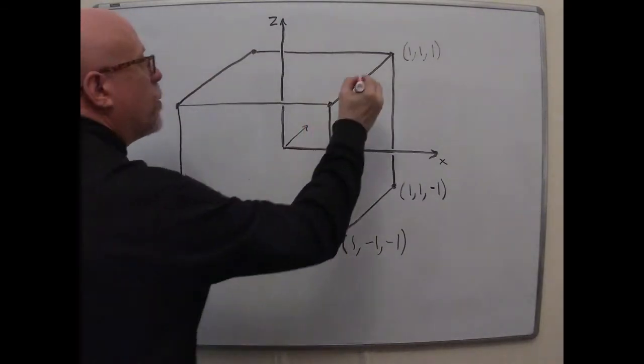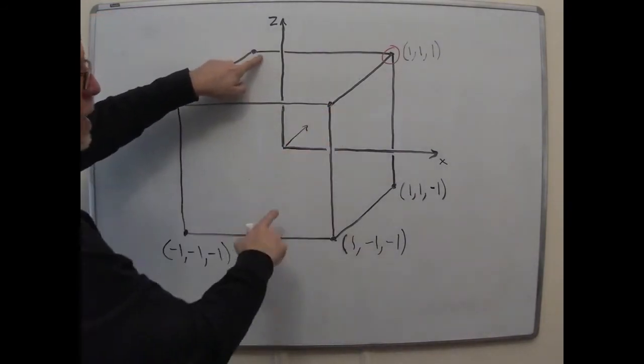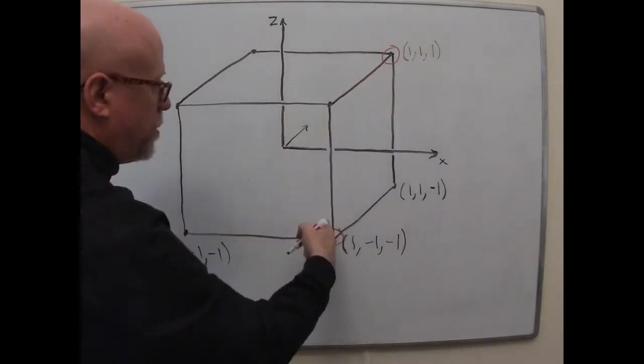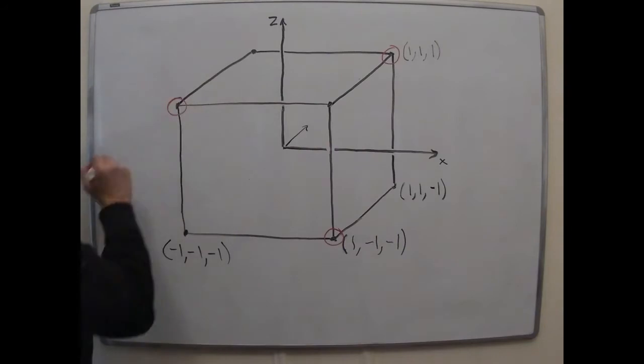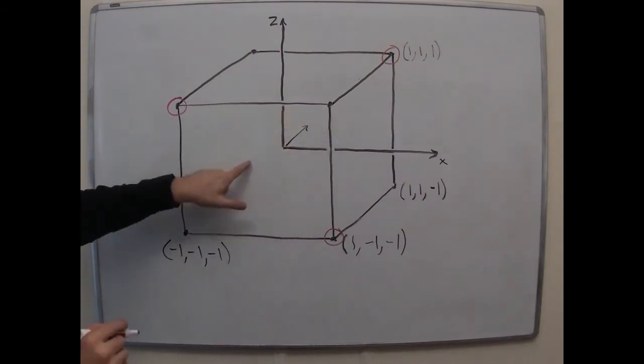So maybe start with this 1, 1, 1, but then don't take these guys and don't take that one. Take this guy, he's 2 away from the 1, 1, 1, and this guy, 2 away from the 1, 1, 1. And there's a third one, which is antipodal to this one. It would be in the back. I forgot to draw the back.